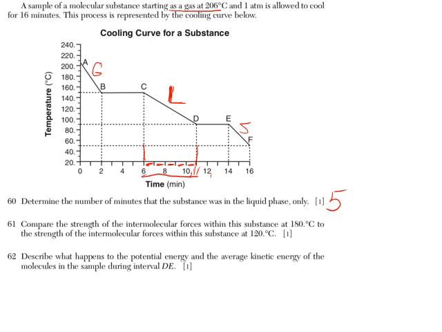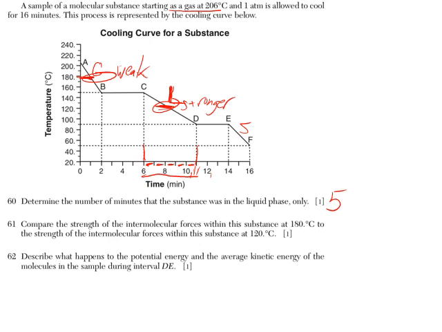61 says, compare the strength of the intermolecular forces within this substance at 180 degrees to the strength of the intermolecular forces within this substance at 120 degrees. Remember, intermolecular forces are the forces between molecules that hold them together. So the forces hold a solid's atoms together really tightly, hold a liquid a little bit looser, and hold gas molecules basically not at all. So at 180 degrees, right here, it's a gas. So we're talking really weak forces. It says we want to compare that to the forces at 120 degrees. At 120 degrees, it's right here. It's a liquid. So they're a little bit stronger.